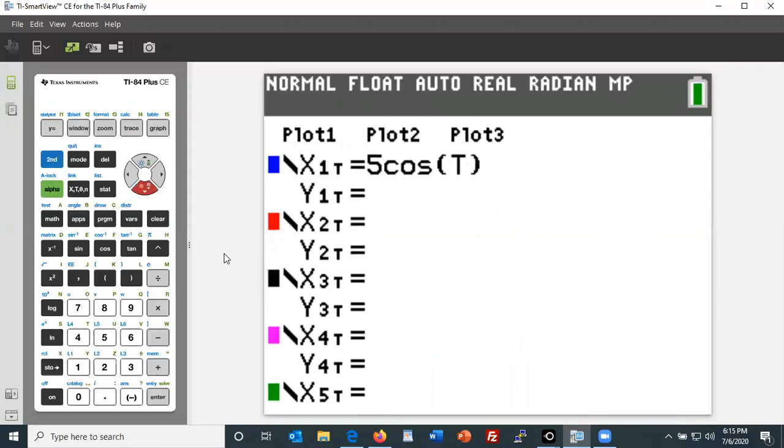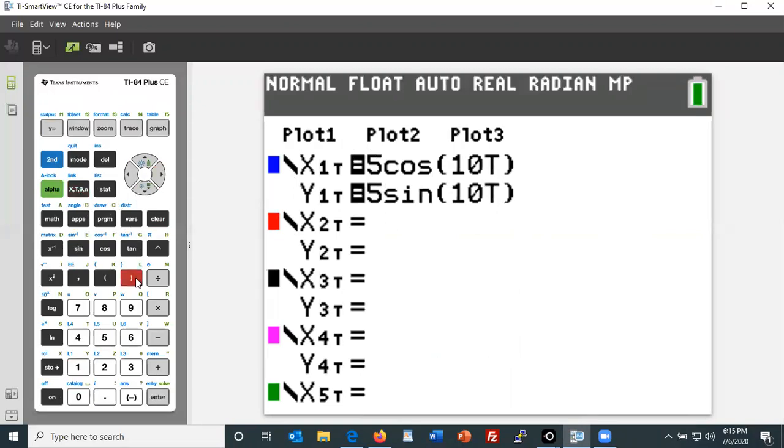Notice here we have a second function to type in. I'm going to type in 5 sine of t. You're going to understand these a little bit more later. In fact, I'm going to go back and edit these a little more. Instead of t, I'm going to write 10t. And for the second one, same thing. I'm going to put 10t inside the parentheses.